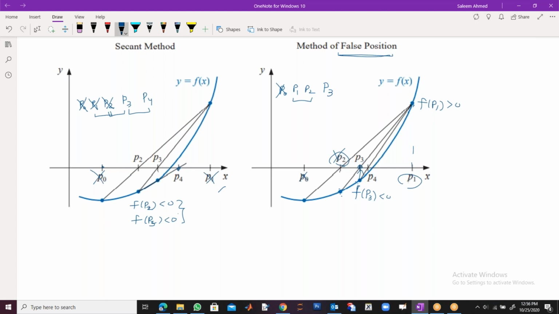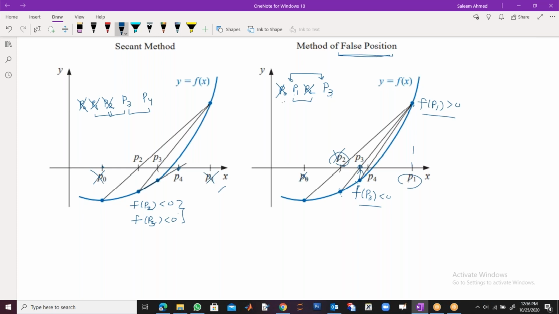In the secant method, I dropped P1. But here I'm not dropping P1, I'm dropping P2 and considering P1 and P3. What is the reason? Because the function value at P1 is positive and the function value at P3 is negative. So at every step you have 3 points.